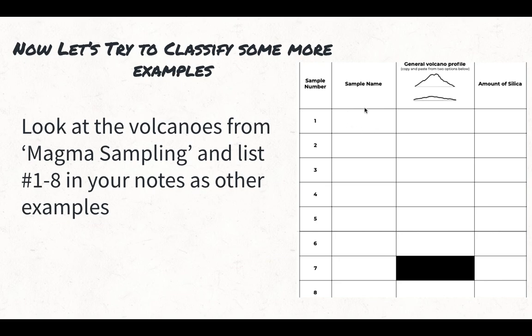So for example, number 1 is Mount Rainier, and you're going to look at the amount of silica it had, and you're going to think, well, did that come from maybe the lithosphere at 61%-ish, or did it come from the asthenosphere at 45%-ish? And you're going to try to think about, should I put Mount Rainier in the subduction zone examples, the divergent boundary examples, or the hotspot examples? Try your hand at this. Good luck.